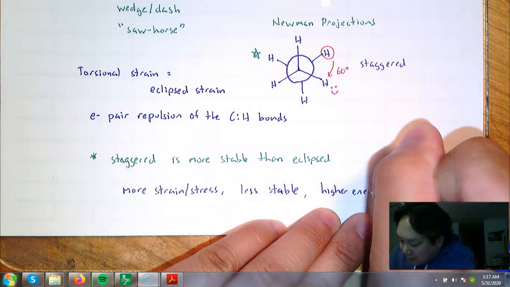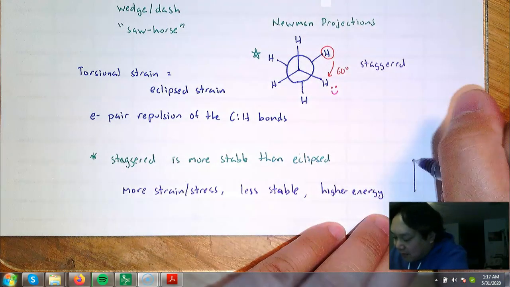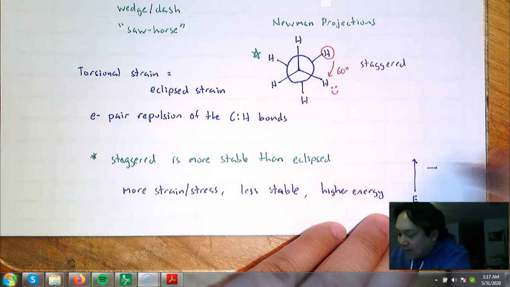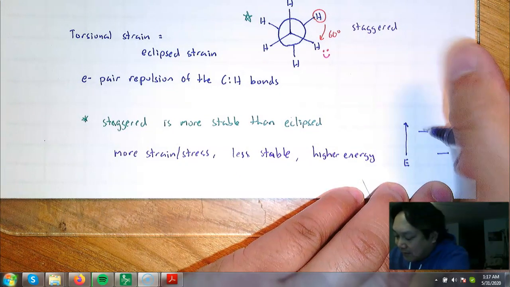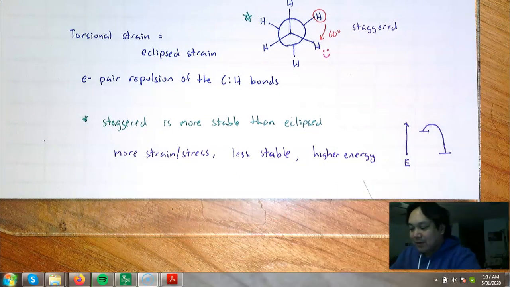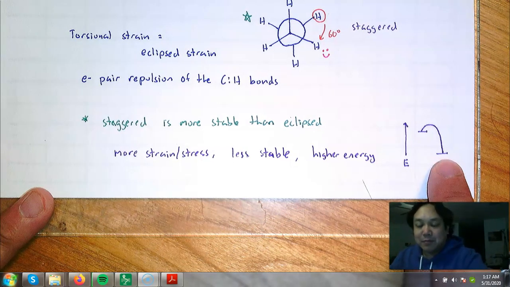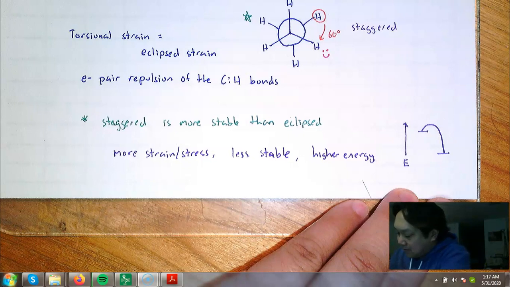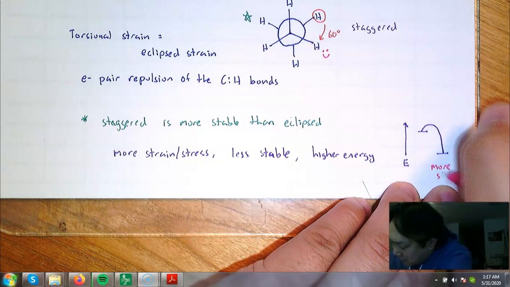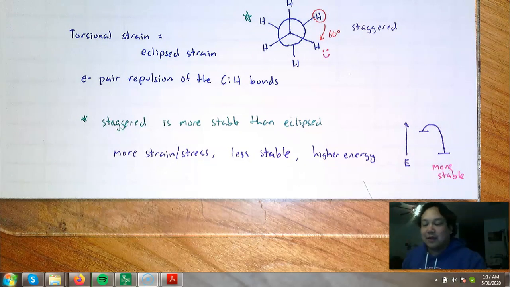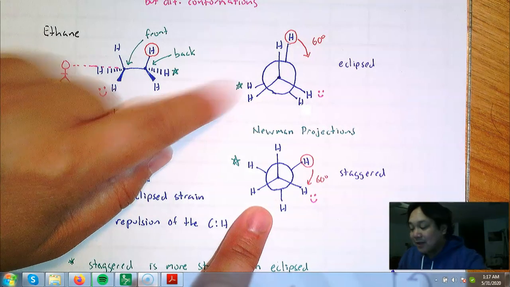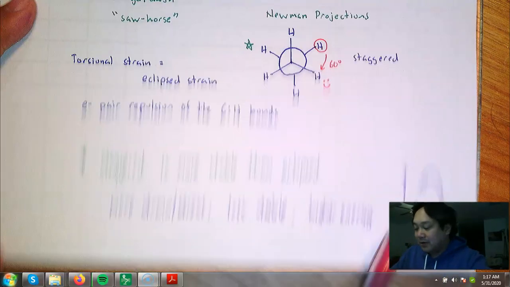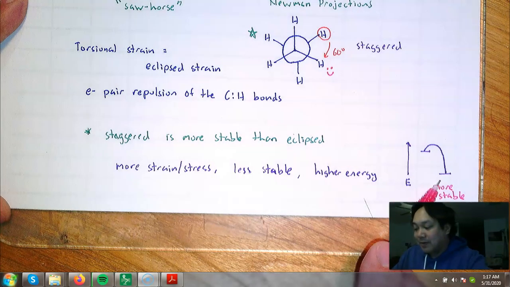Higher energy. So if you have a diagram here with E, something at this state is less stable than something in this state. And you've seen these energy diagrams before, right? This is less energy, more stable. More stable, less energy. Okay. So when we think about putting the eclipse and the staggered conformations on an energy diagram, the eclipse will be much higher. The eclipse will be here, and the staggered will be down here.